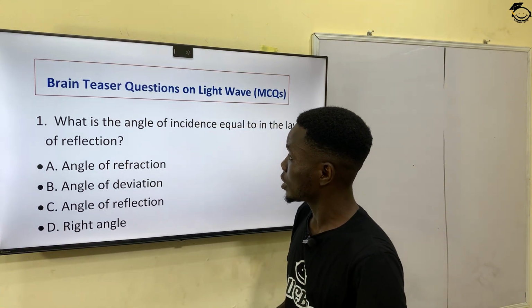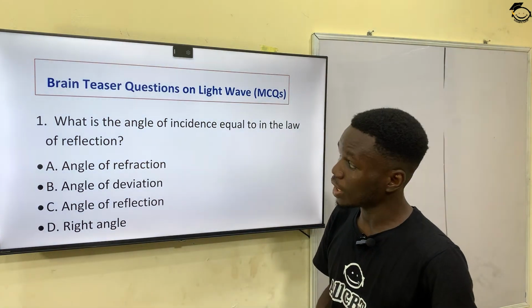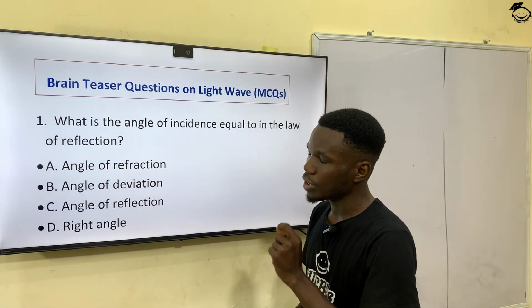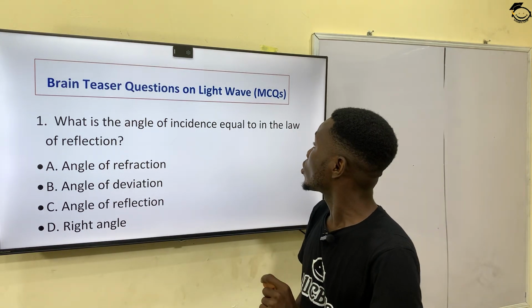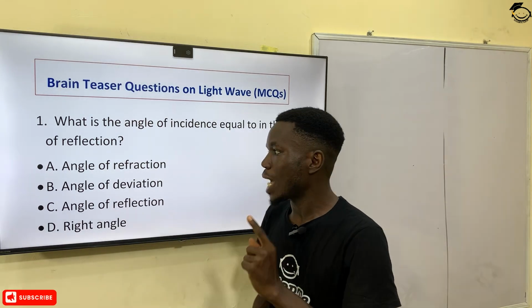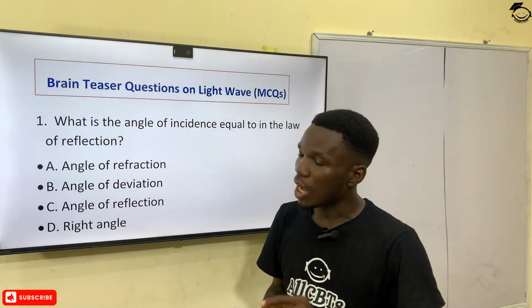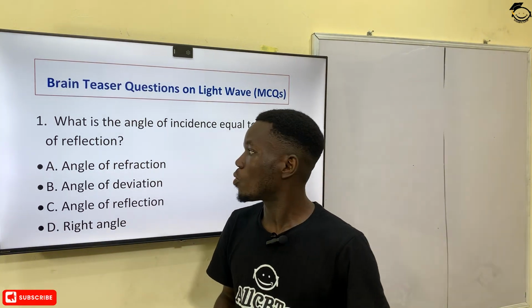The first question says, what is the angle of incidence equal to in the law of reflection? In the law of reflection, we said that the angle of incidence is equal to the angle of reflection, and that is option C. So the angle of incidence is equal to the angle of reflection.